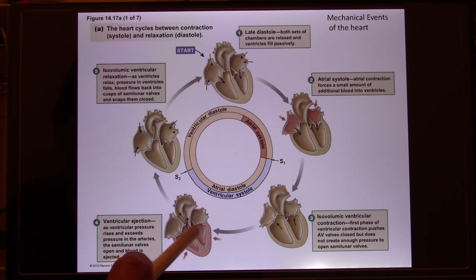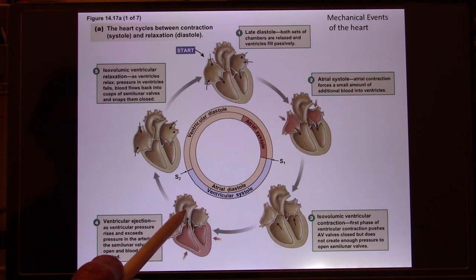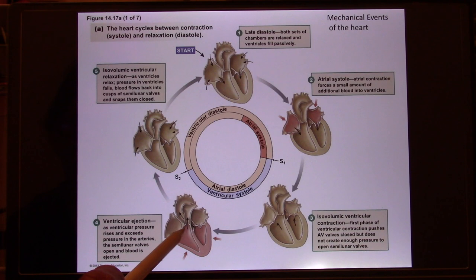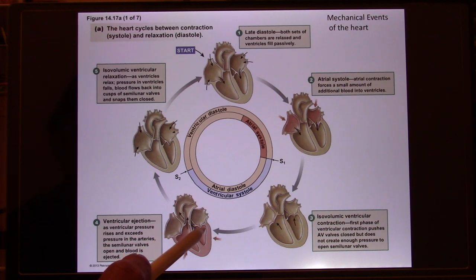And that's not these two AV valves, it's these two semilunar valves, because the valves are designed to open in one direction and are almost impossible to flip back. You can imagine if this person has mitral valve damage and the blood is going to flow back, this is when the problem happens. When the ventricles start to contract, some blood is going to go back, that's not good. So they need to surgically fix the mitral valve.